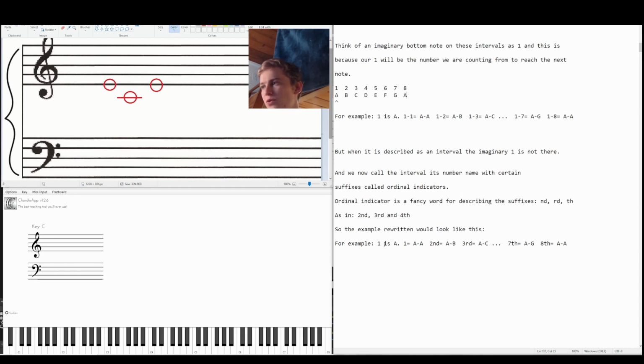So for example, we have again, 1 is A, but the imaginary 1 isn't there anymore. So we have 1 is A to A, it's 2 A's being played. A second would be an A and a B being played. A third would be, see, A to C, and we go to our seventh, which would be the A to G, and our eighth would be A to A.